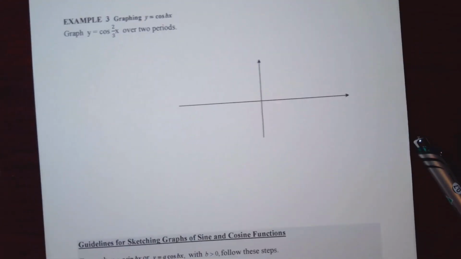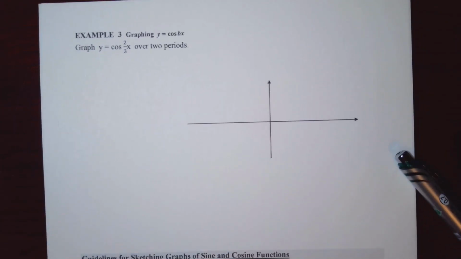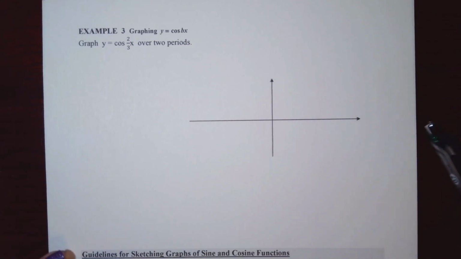Example number 3. We're going to graph cosine this time of 2/3 x over 2 periods. Not just one, but 2 periods. So cosine of 2/3 x over 2 periods.